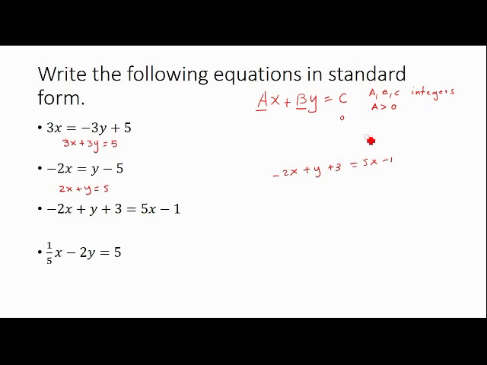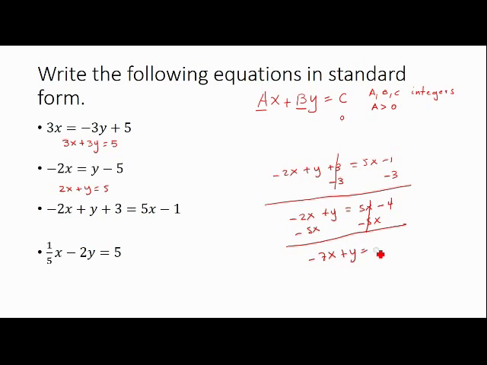So my first goal is to have all the numbers on the right hand side. So I'm going to subtract this 3 here, and by doing that I get negative 3 plus 3, you get 0. So you get negative 2x plus y is equal to 5x, and negative 1 minus 3 is negative 4. So we're almost done, but now we need to move this x to the other side. So we're going to subtract 5x on both sides. So these ones cancel out, and negative 2x minus 5x, that's negative 7x plus y, that's equal to negative 4.